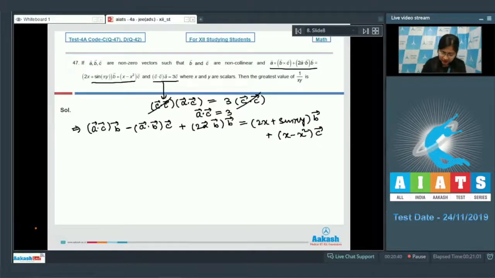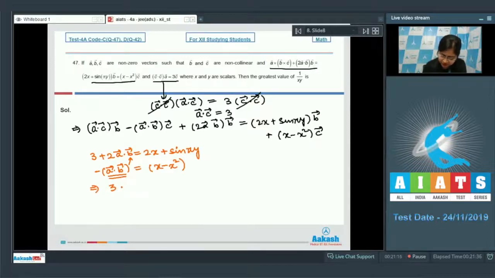Now it can be seen that as B and C are non-collinear vectors, so the coefficient of B vector on both sides should be equal. That is, A dot C is 3, so 3 plus 2 times A dot B is equal to 2x plus sine pi y. Also the coefficient of C vector, that is minus of A dot B, is equal to x minus x square. So A dot B value can be put from here to get the equation in x and y.